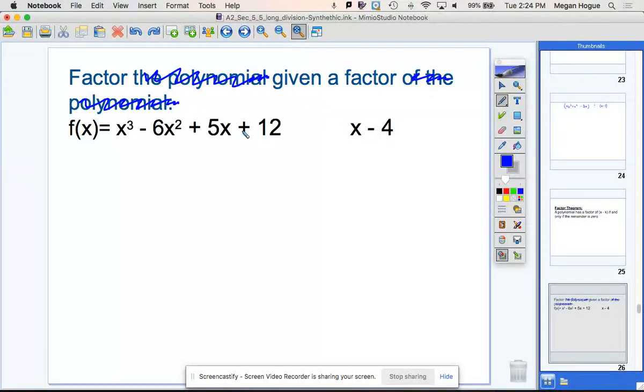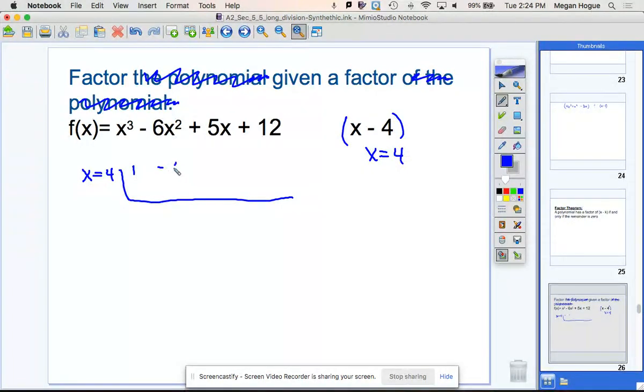So what's best to divide it out? Synthetic sounds a lot nicer to me than long division. So if they're going to give me x minus 4, I'm going to take it. I'm going to say x equals 4, and I'm going to do synthetic. So you're going to do a lot of synthetic. What you're going to do after synthetic might vary a little bit based on the directions.